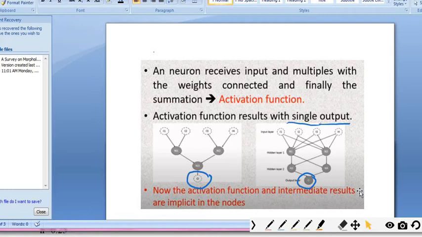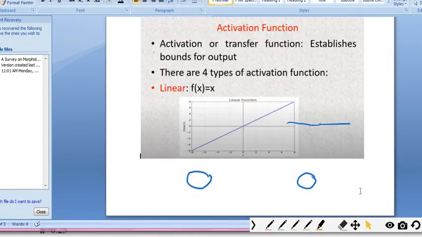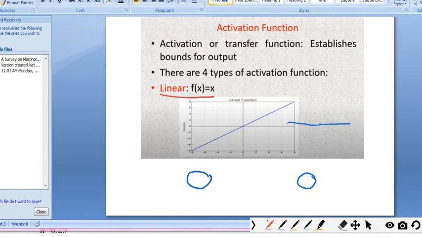Let's move to the next slide. We have many activation functions, out of which we will study some that are used in our example. The first activation function is the linear function, where f of x equals x. That means whatever value of x we give, we get the same value. For example, if I give x as 6, the output is also 6. This is a linear function and the graph looks like this.